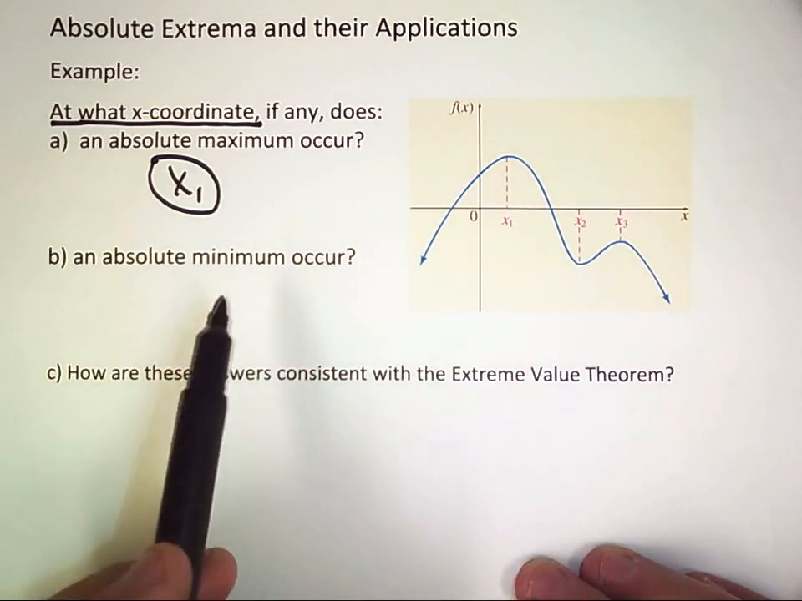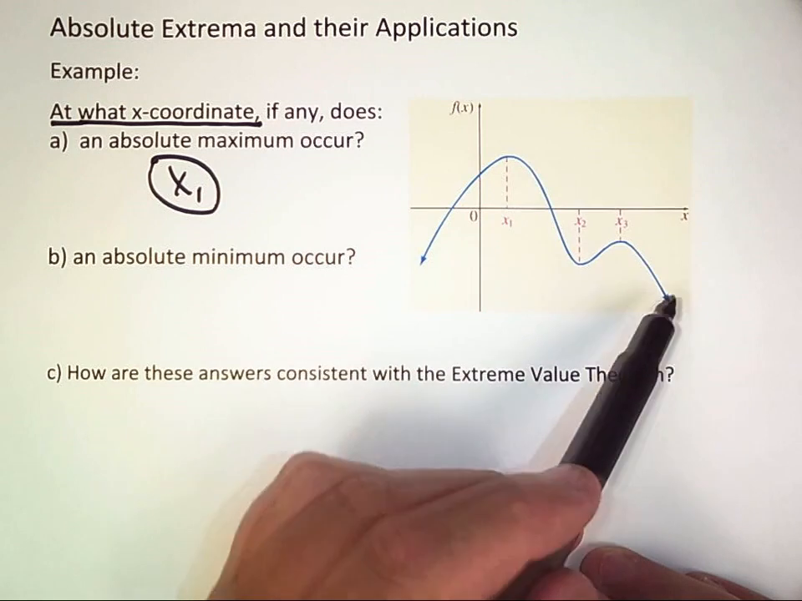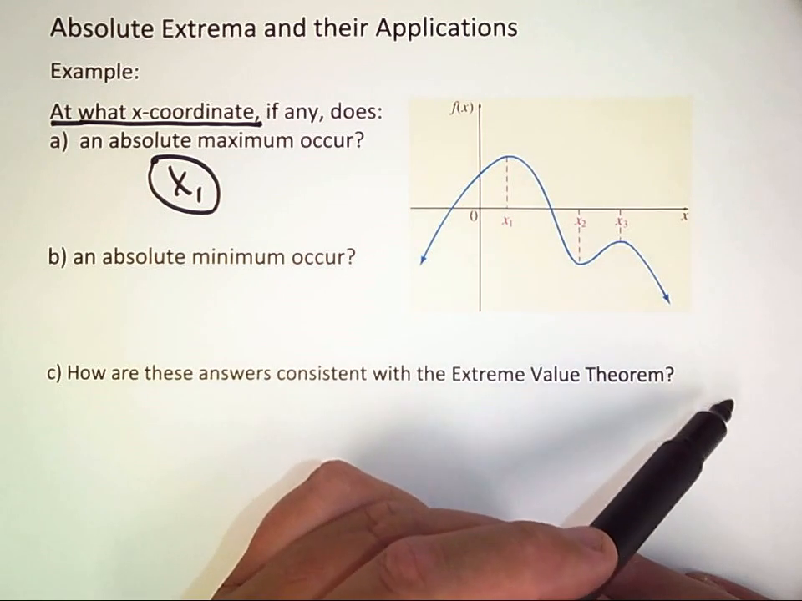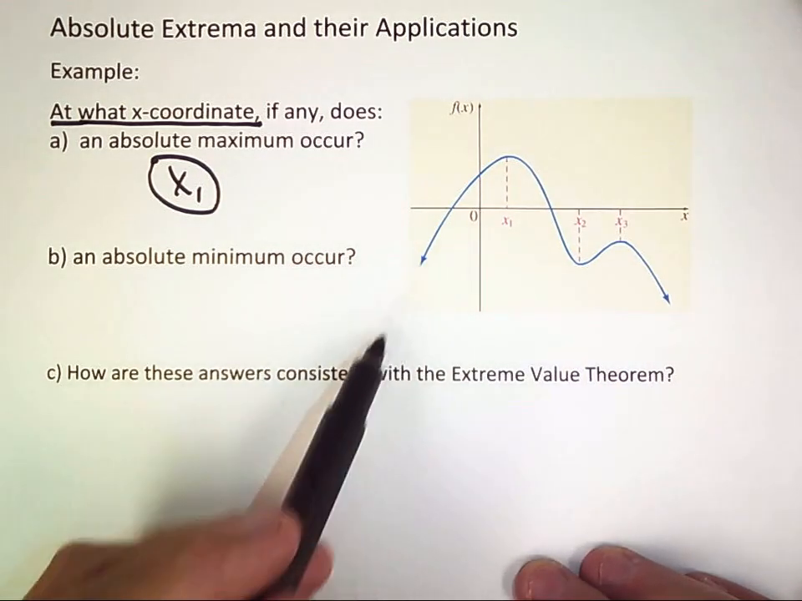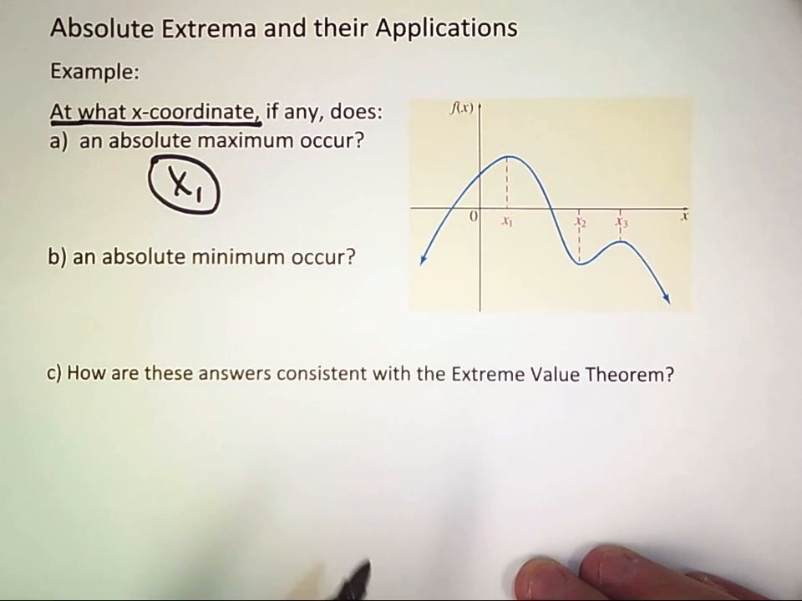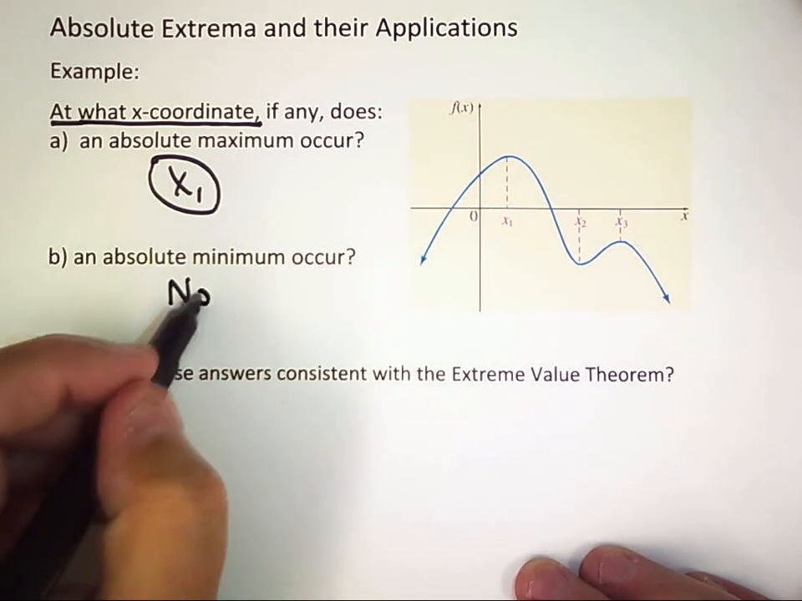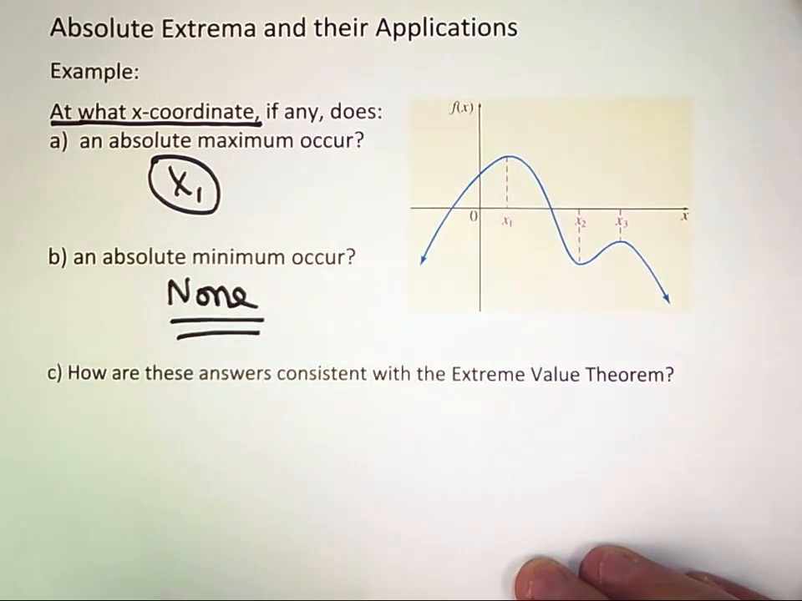Same with absolute minimum, except this arrow indicates that the curve keeps decreasing. In fact, here and here. So there is no absolute maximum. Excuse me, no absolute minimum. There is a maximum. It occurs at x of 1. And finally, the last question says, how are these answers consistent with the extreme value theorem?